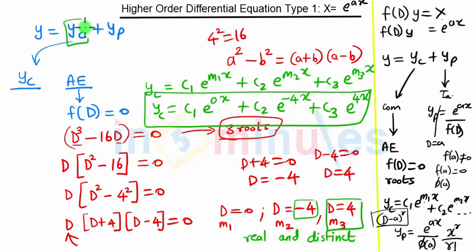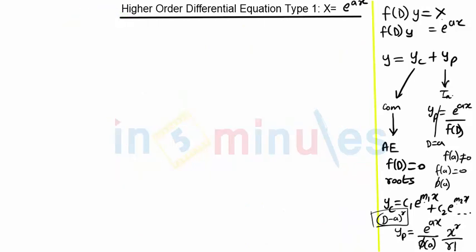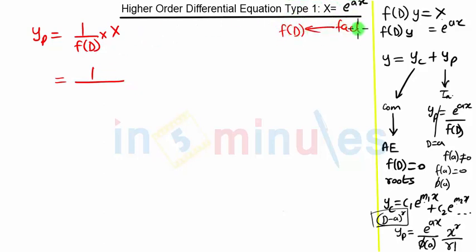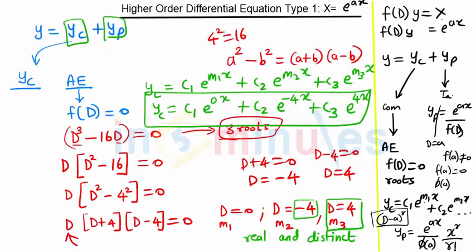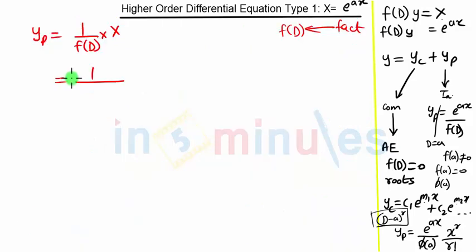After finding yc, we have to find yp, and the general formula for yp is 1 upon f(D) into x. What is our f(D)? I have told you in type 1 form we have to write f(D) in factorized form. So what is factorized form? Factorized form is nothing but this part: D into (D plus 4) into (D minus 4). So f(D) is D into (D minus 4) into (D plus 4).